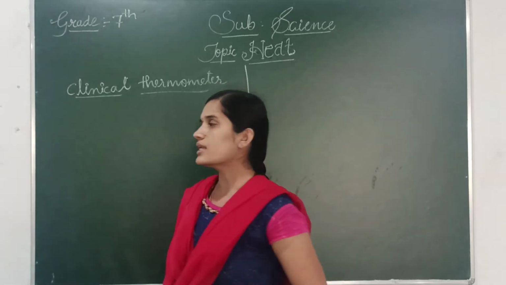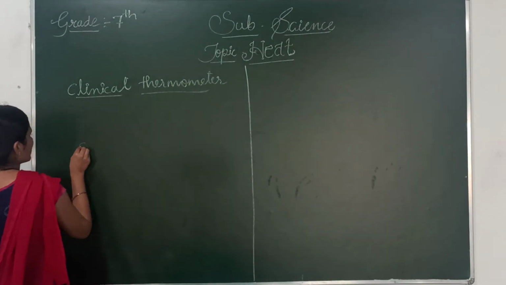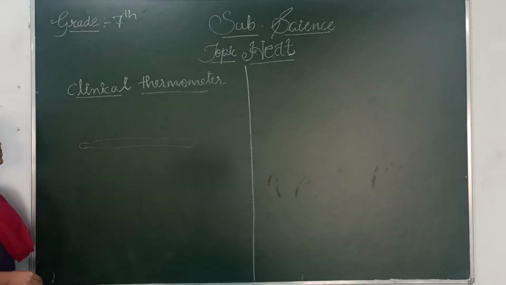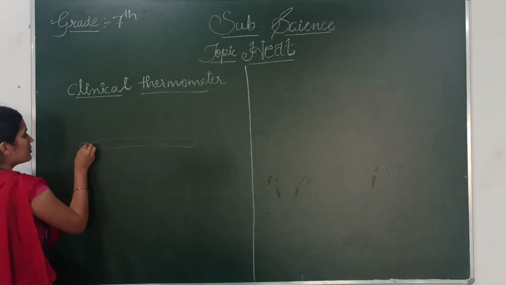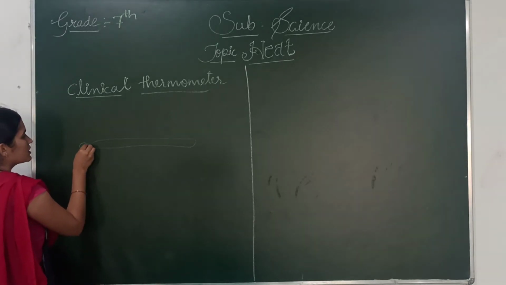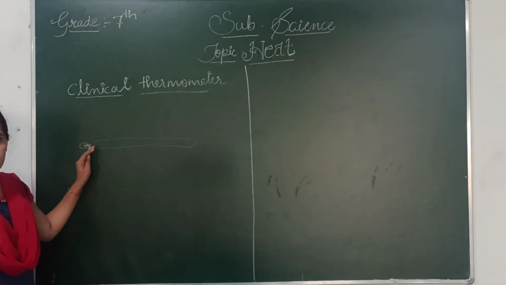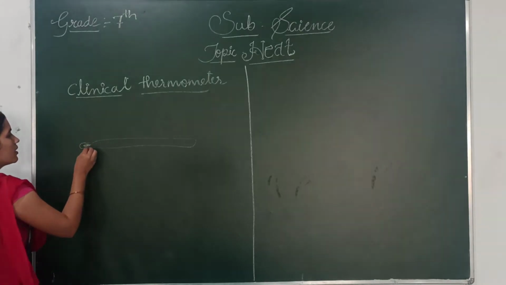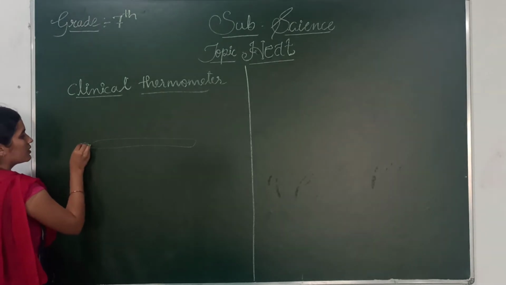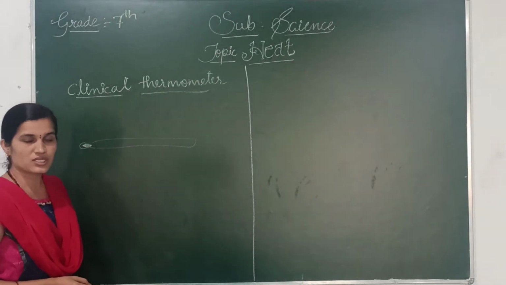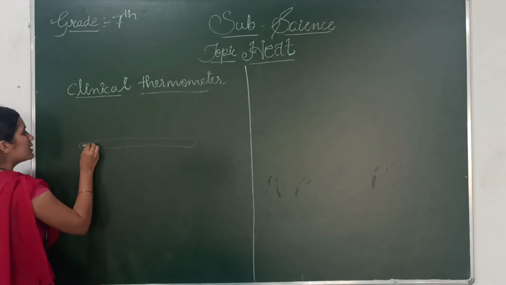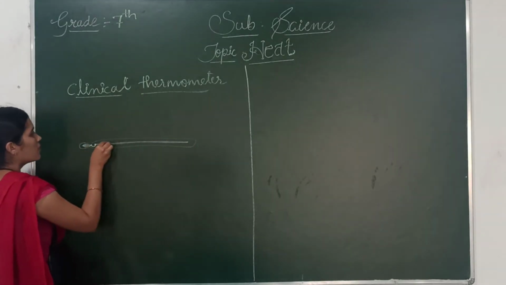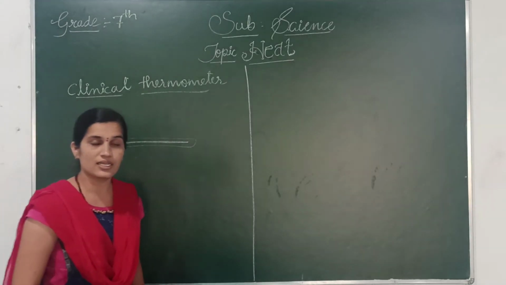A clinical thermometer is an elongated glass tube in which there is another glass tube filled with mercury. At the tip of the tube they fill the mercury, which is silver in color, and there is a constriction and also a long tube along with the scale readings.